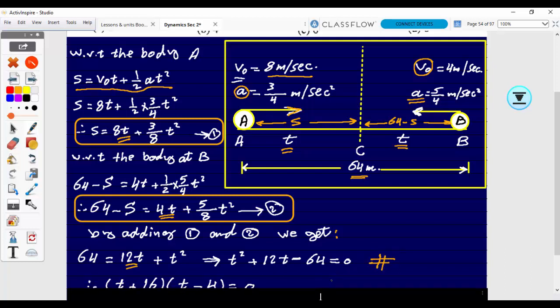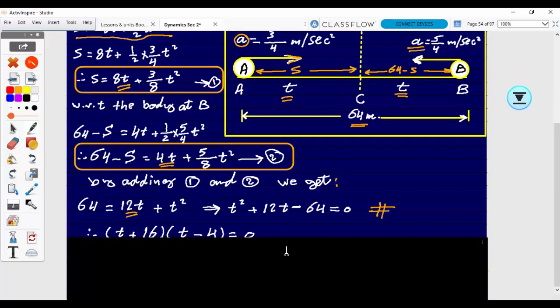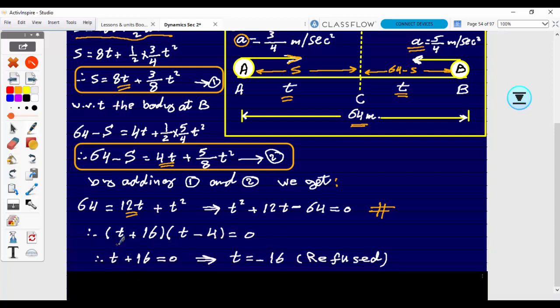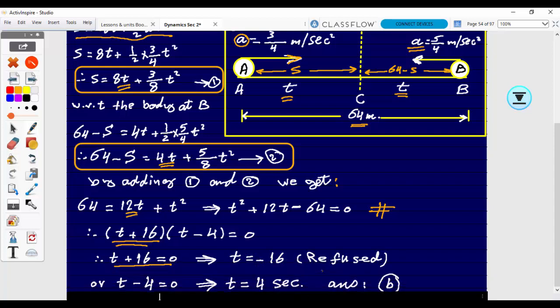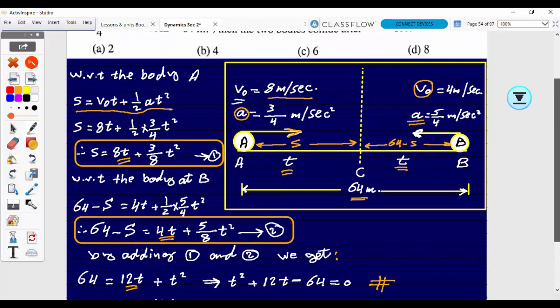Now we will solve this equation to find T. We have T squared equals T multiply T, and 64, it is positive 16 multiply negative 4. So T plus 16 equals 0. It means T equals negative 16, and this answer is refused. Or T minus 4 equals 0. It means T equals 4 seconds, and the answer will be letter B here.